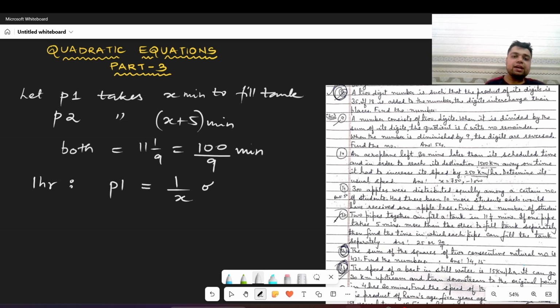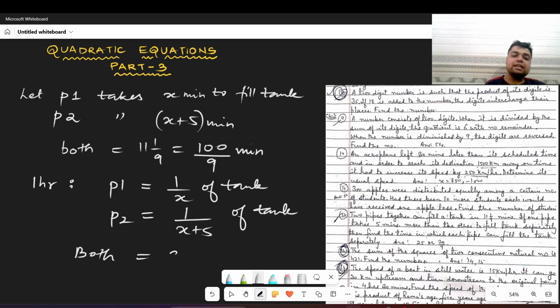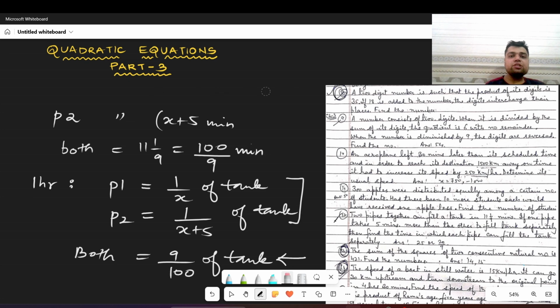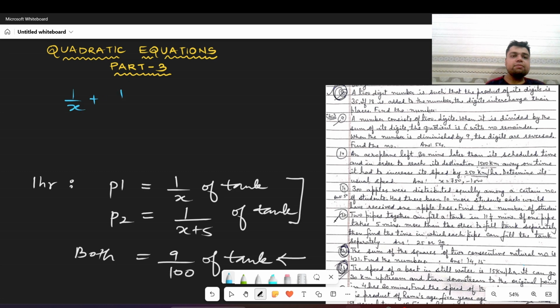So in 1 hour, pipe 1 will fill 1 by x of the tank. Pipe 2 will fill 1 by x plus 5 of the tank. And both pipes can fill 9 by 100, I just took the reciprocal of it, of the tank. So they are working together for 1 hour and this is what they are filling in 1 hour. So the sum of P1 and P2 should be equal to both. So this will be the equation. So our equation will become 1 by x plus 1 by x plus 5 should be equal to 9 by 100.